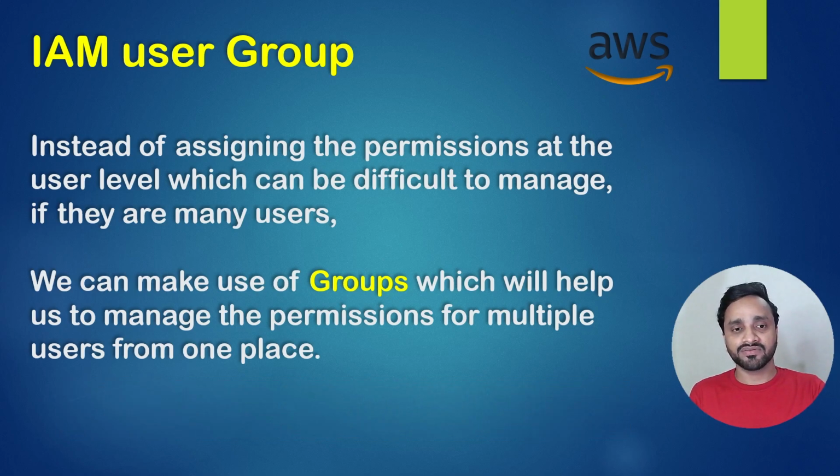which can be difficult to manage if there are many users. If we have 100 users, 200 users, or 1000 users, we cannot go to each and every user to set permissions. We set a limited set of permissions which we can give to a particular user in our task. So we can create a group for those users and directly add the user into that group. We can make use of groups, which will help us manage the permissions for multiple users from one place, and it makes the task easy for us.